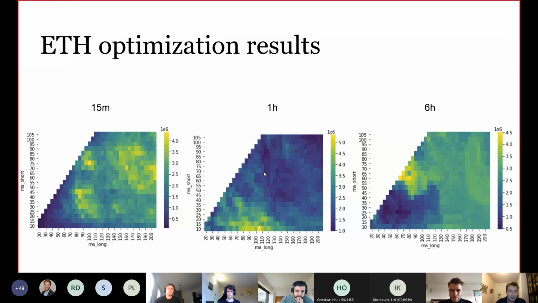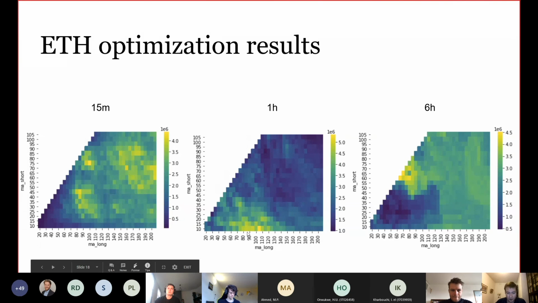Ethereum, this is what we saw, this is the one we looked at, the 1 hour Ethereum. 15-minute seemed to be giving green candles everywhere. 6 hours is almost like a nice swamp map here.